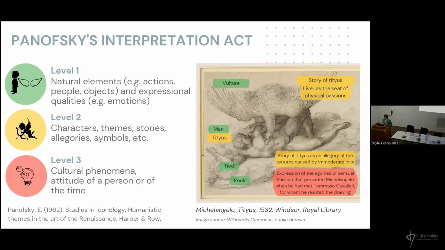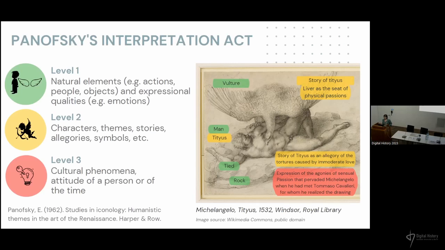And he says that the interpretation act, when a viewer is looking at an artwork, can be structured into three levels of interpretation, going from a more superficial one, the pre-iconographical interpretation, to a deeper one, the iconological analysis. And as you can see from the example I show here of a drawing by Michelangelo, at the first level of interpretation, a viewer can recognize simple objects, people, actions and emotions, like a vulture, a man that is tied to a rock.